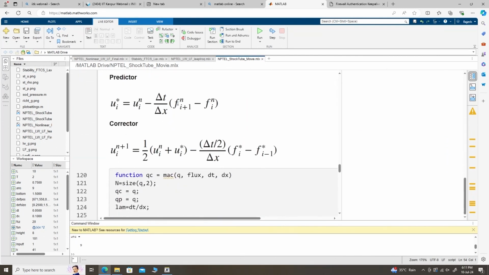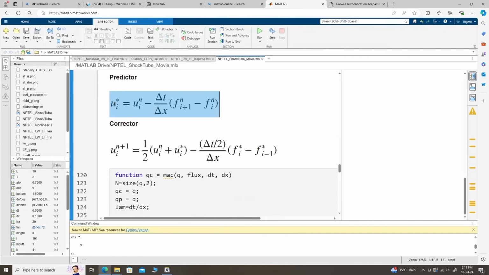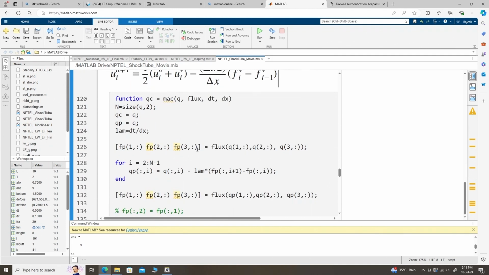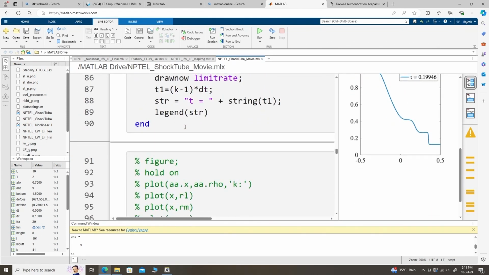Now you have f here on the right-hand side. So, this is a predictor step. Calculate the value of u star. From the u star, I calculate the f star, and use the value of f star here. This is a predictor step. This is what I am doing here.